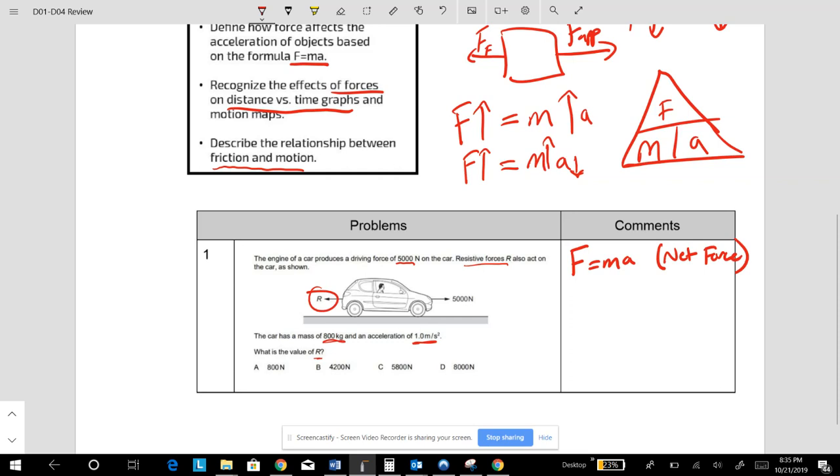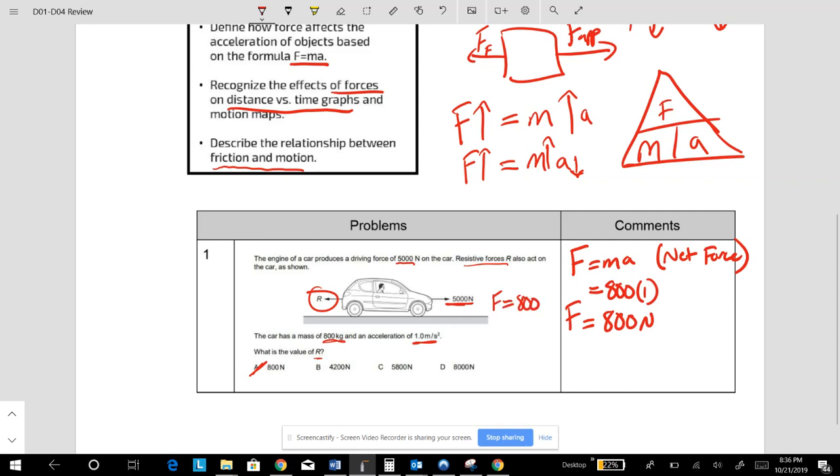So using this formula, it's not exactly going to find R. What I have to do first is find my net force acting on the object. So if I look, my mass is 800. My acceleration is 1. So then my net force is going to be 800 newtons. So it's saying option A looks like it would be correct, but that's going to try to throw you off. Because if my force on the object is 5,000, I have to have a resistive force, and then the net force has to be 800.